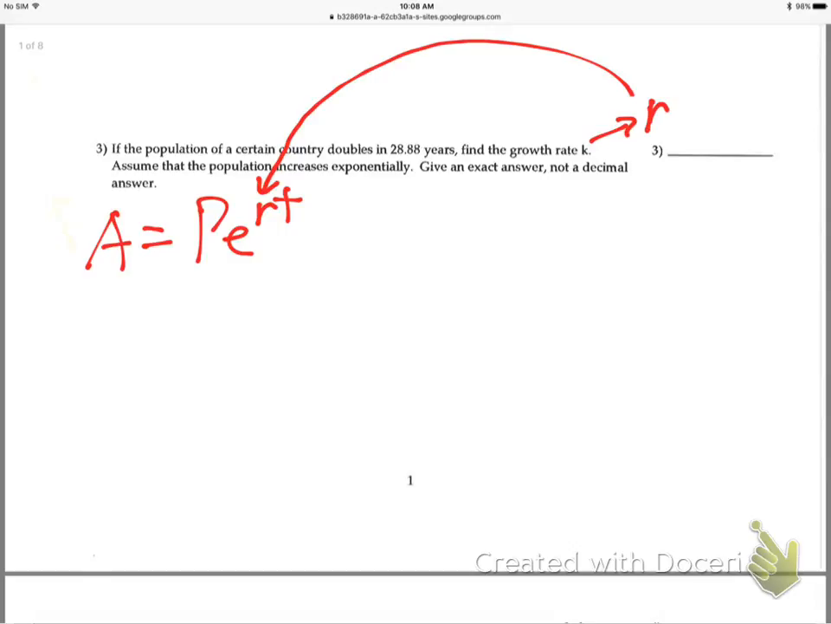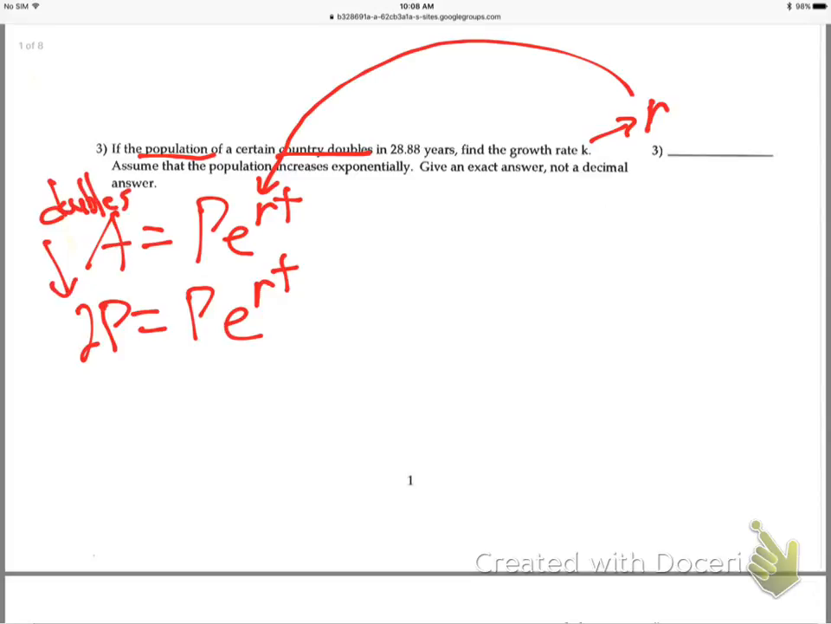So what do we do? Certain country doubles. Population doubles. The A is 2p. Right? It's twice whatever the original population. Because P is the original population. It's the original principal investment if it's money, right? So doubles means 2p. Right? We good?